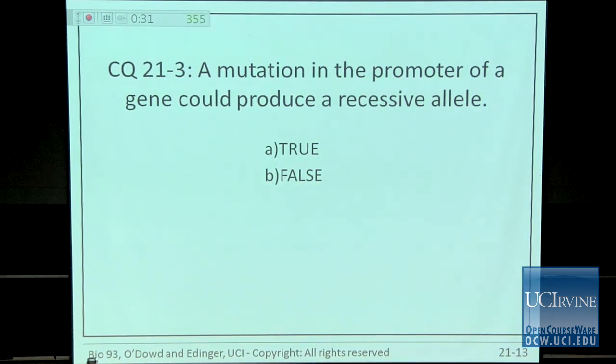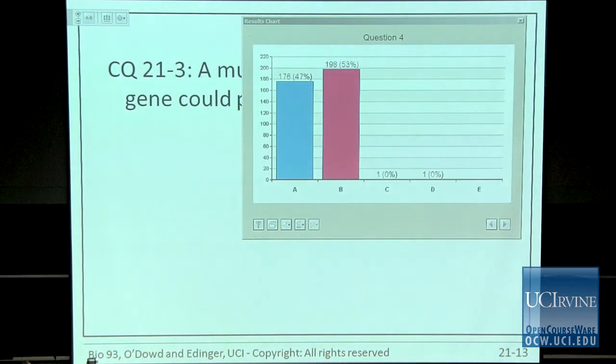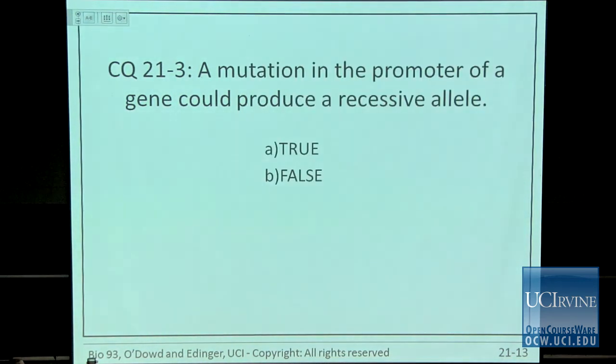Okay, if you haven't answered this one, give your best guess. This is very similar to section A too. The answer is true. Okay, so why is it true?